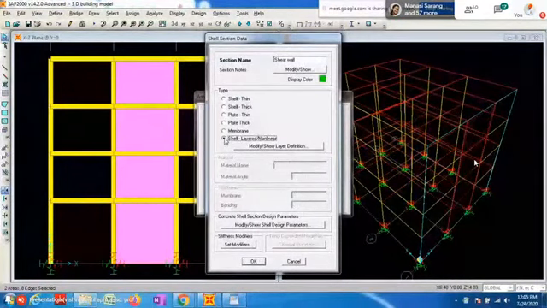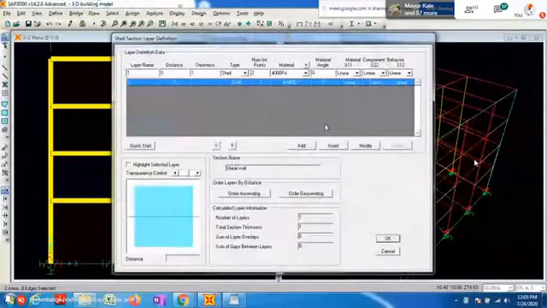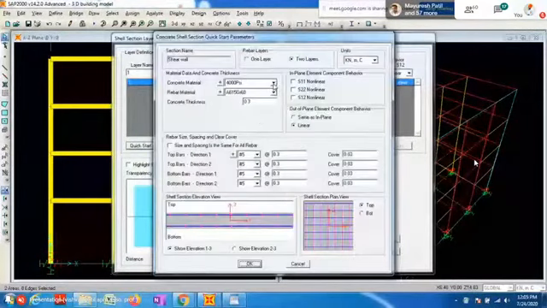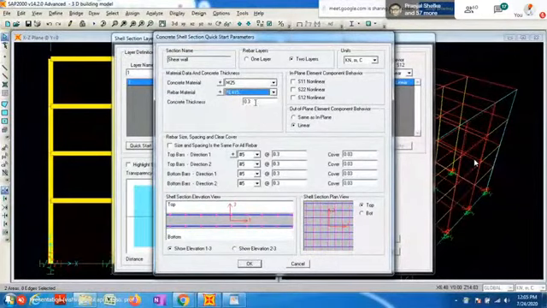Okay. Now here again modify this quick set. Now here give the input. What is the thickness of the wall? What is the reinforcement grade? What is the thickness? Whether the reinforcement is to be provided in 1 layer or 2 layers. Then the non-linearity in which direction?